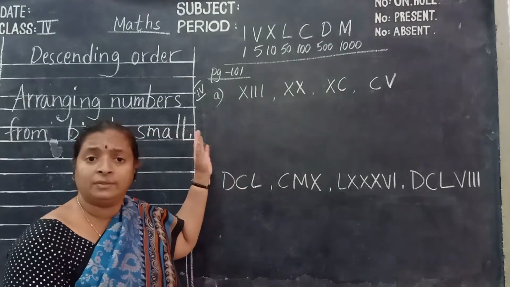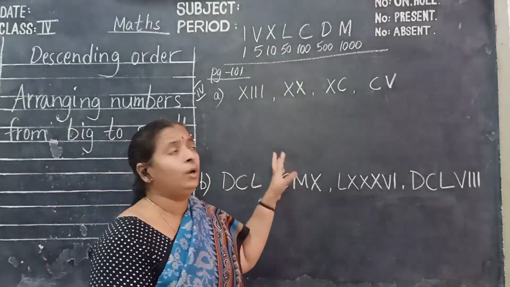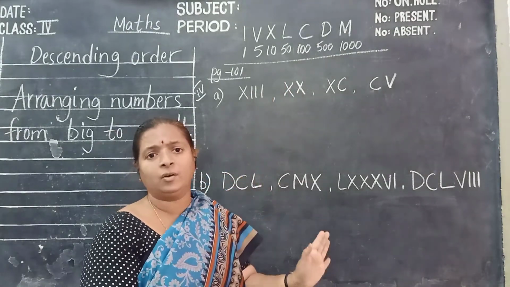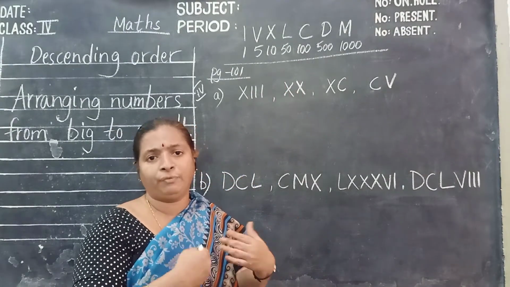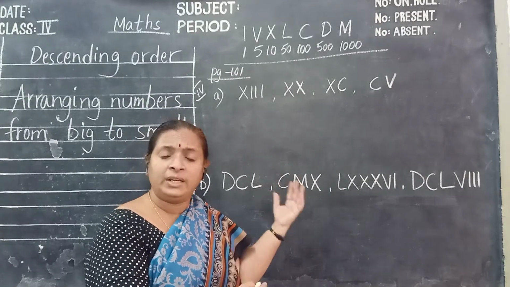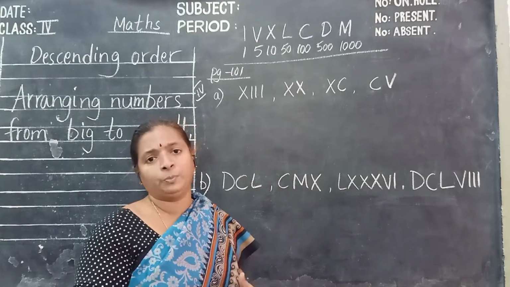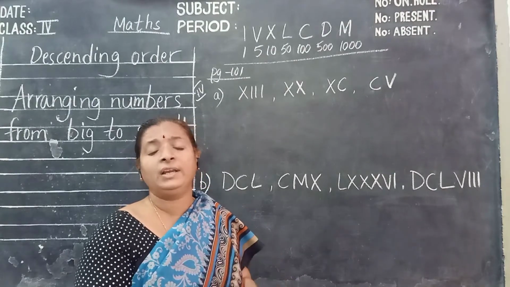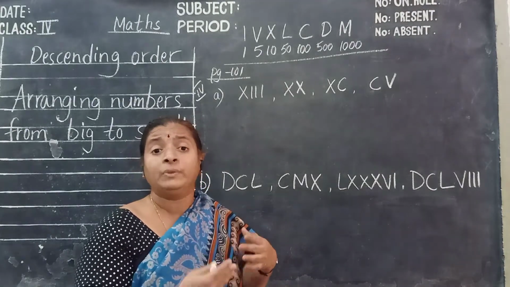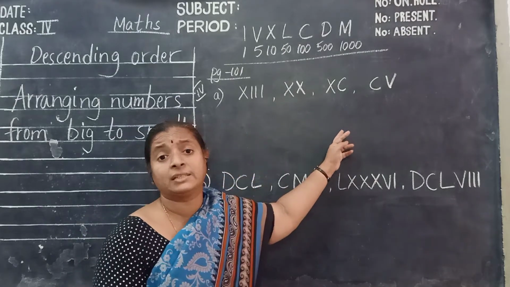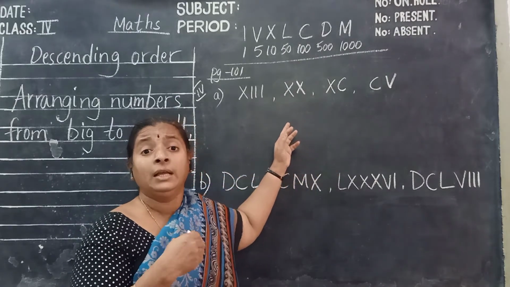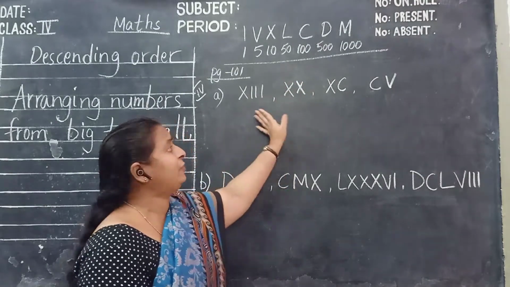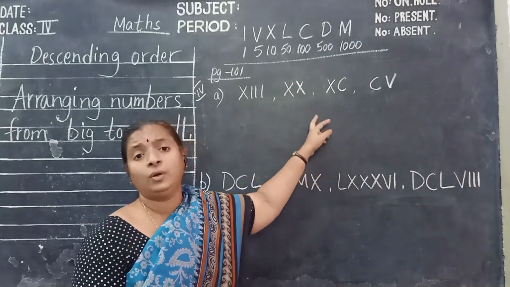On page 101, these sums are there. With the help of the values, we should do the sums, children. How did we do ascending order? The same, but this is in a reverse way. In ascending order we go from small to big. Now we will go from big to small. How will we get clarity? We should change the given Roman numerals to their values in Hindu-Arabic numerals. Then we will get some clarity. After that we should write them in Roman numerals.